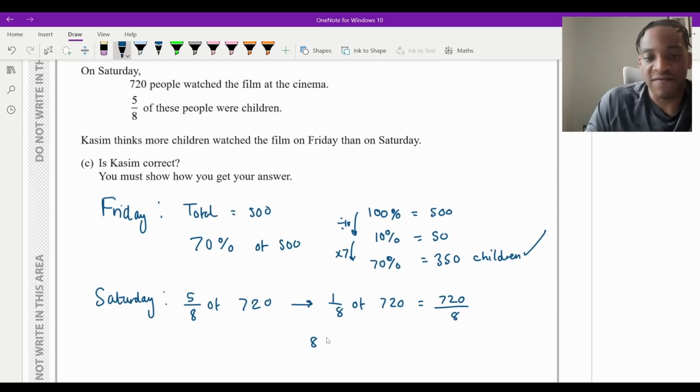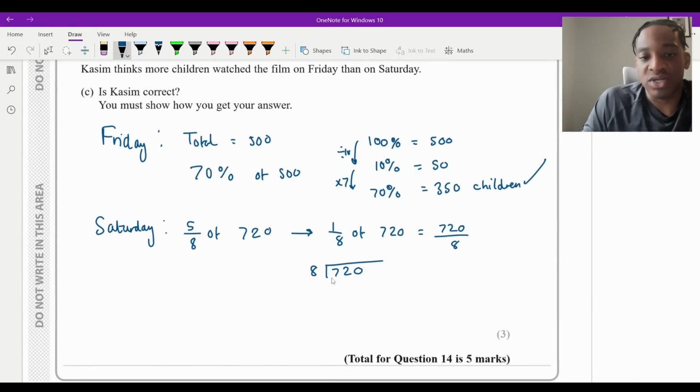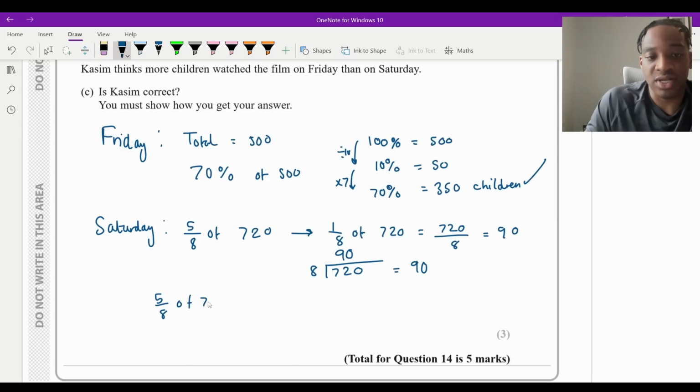Now, what I could do is use the bus stop method. So I'll do this here, 720. Now, how many times does 8 go into 7? It doesn't. How many times does 8 go into 72? This is something we should know from our times tables. 8 goes into 72 9 times, right? 8 times 9 is 72. So I'm going to put a 9 here, and then there's a 0 there, so I'm going to put a 0 here. So therefore, this is just equal to 90, meaning that 1/8 of 720 is 90. Remember, we need 5/8, though, don't we? So we're going to just say that 5/8 of 720 is just going to equal the 90 times by the 5. Now remember, 9 times 5 is 45, so this is just going to be 450.